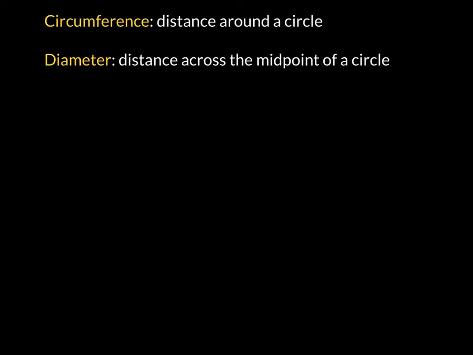Here are a couple definitions for today's lesson. The first one is circumference. That is the distance around a circle. And the second one is diameter. That's the distance across the midpoint of a circle.